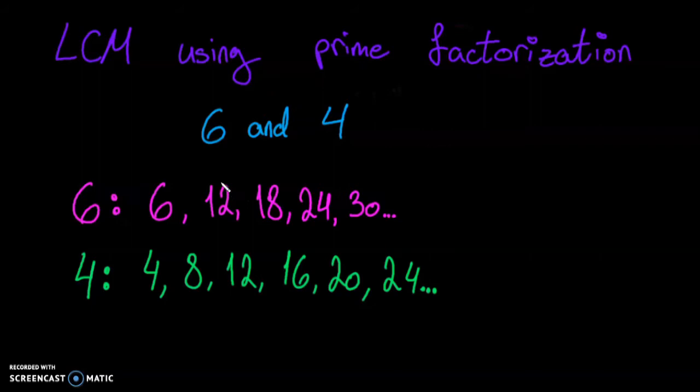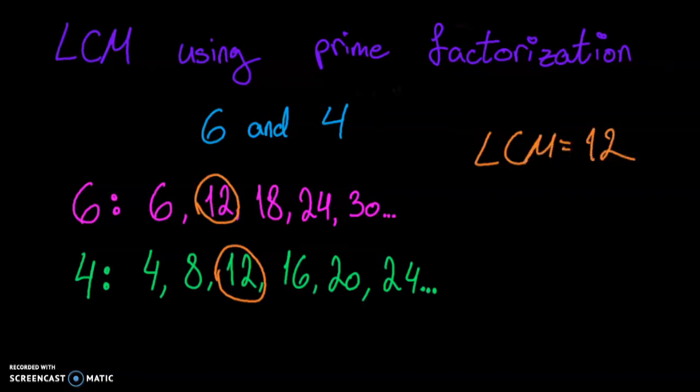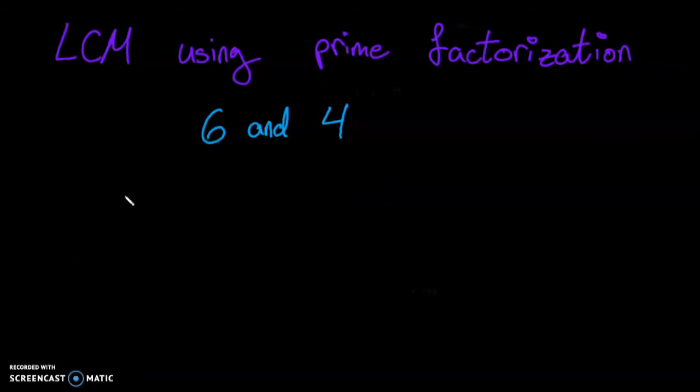So to find the LCM of 6 and 4, we said we write the multiples of 6: 6 times 1, 6 times 2, times 3, times 4, times 5, and the same thing for the number 4. Then we find the smallest number that's the same, which is 12. And this is the LCM, 12. Now let's try the other method.